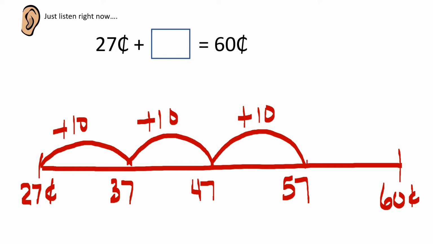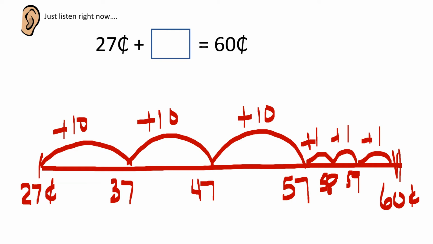57, 58, 59, 60. So each of those little jumps was plus 1. So we know that Logan lost 10, 20, 30, 31, 32, 33 cents.